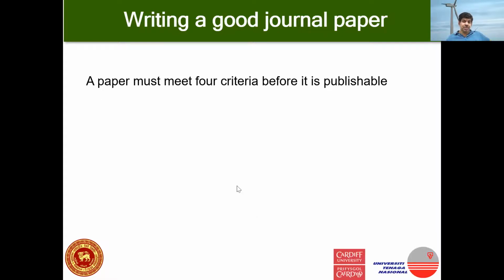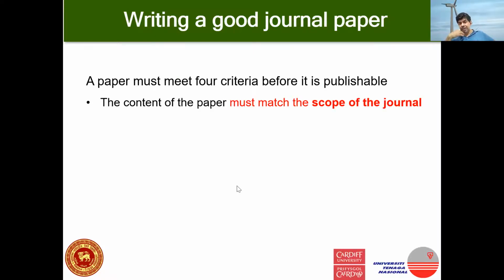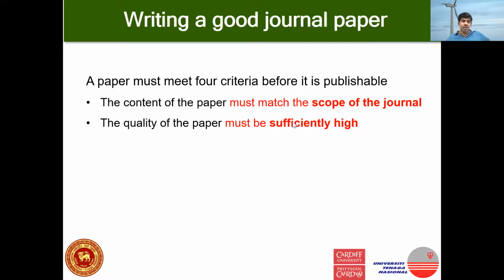So a paper must meet 4 criteria before it is publishable. The content of the paper must match the scope of the journal. So selecting the right journal for your paper is very important. Don't just send it to any journal. The quality of the paper must be sufficiently high. We make some silly mistakes and assume that you can get away with them, but usually those silly mistakes add a negative impression of your paper.